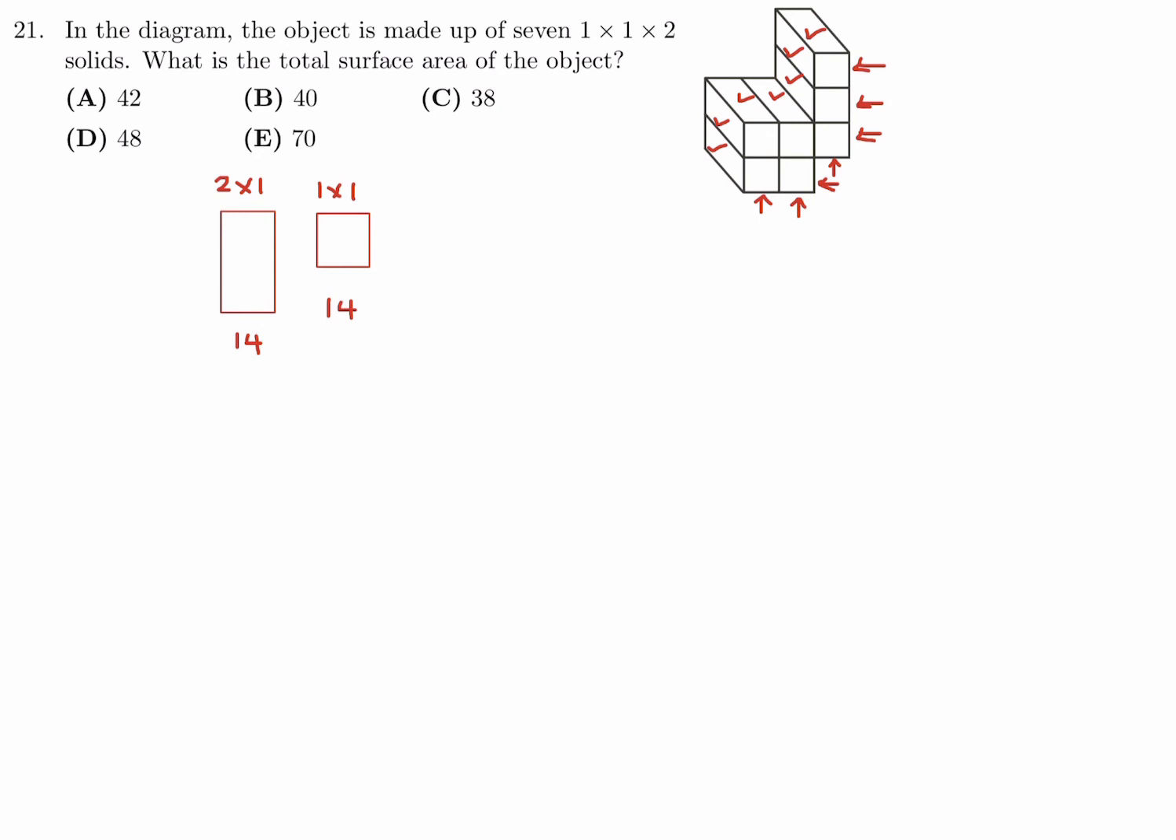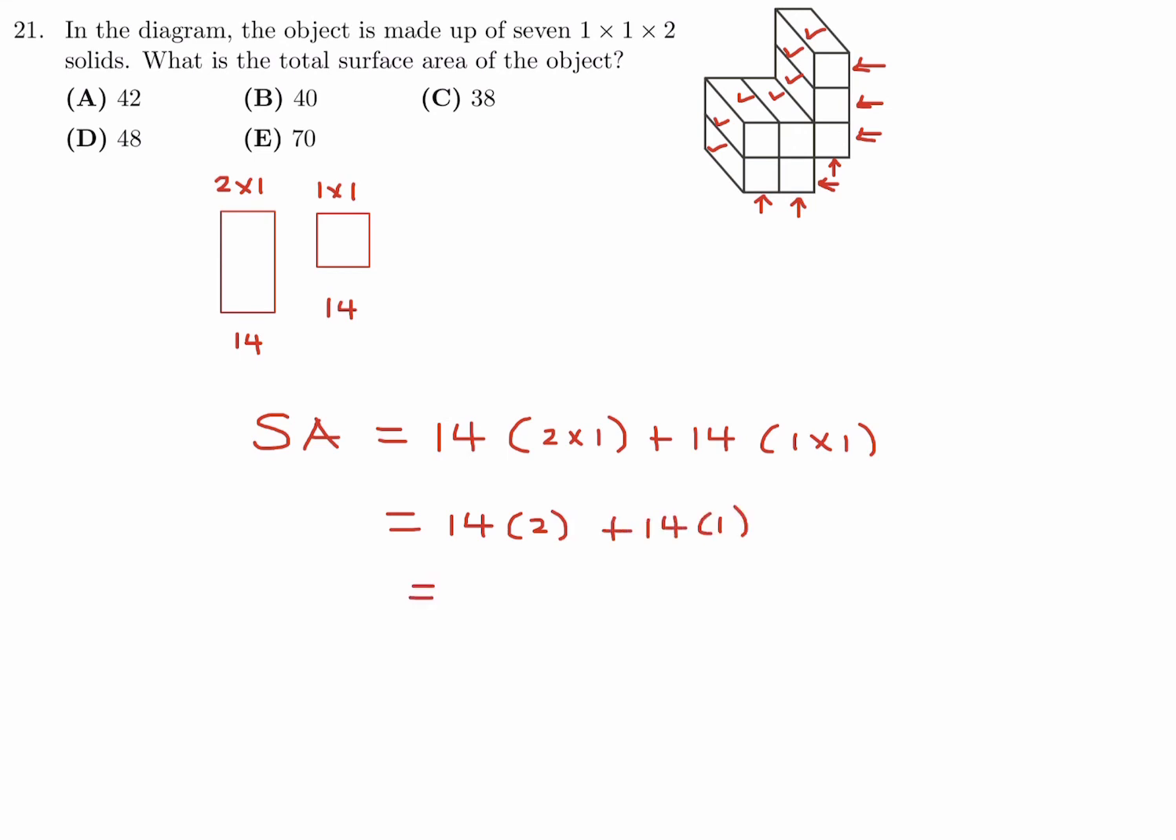Now we have to figure out the total surface area. So surface area, 14 times the 2 by 1, and each of those is 2 by 1. And then 14 of the 1 by 1s, and each of those is 1 by 1. So this is 14 times 2 plus 14 times 1, which is 42. And therefore that is A. 21 is A.